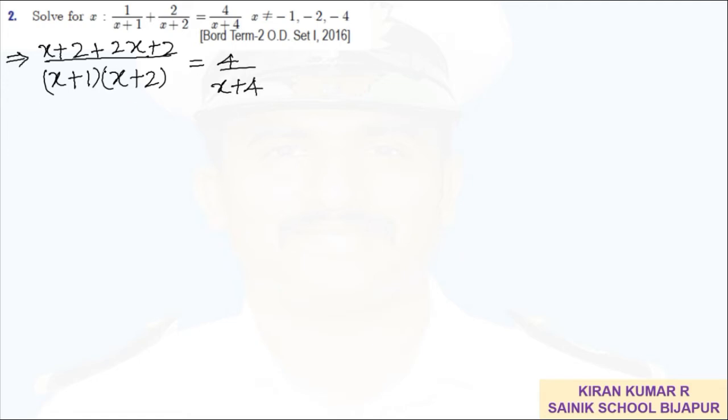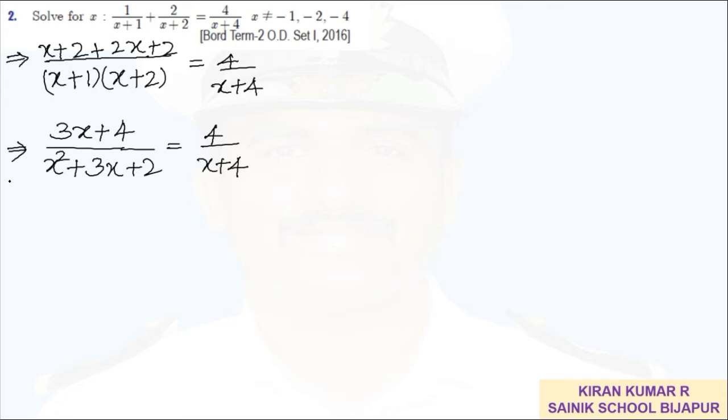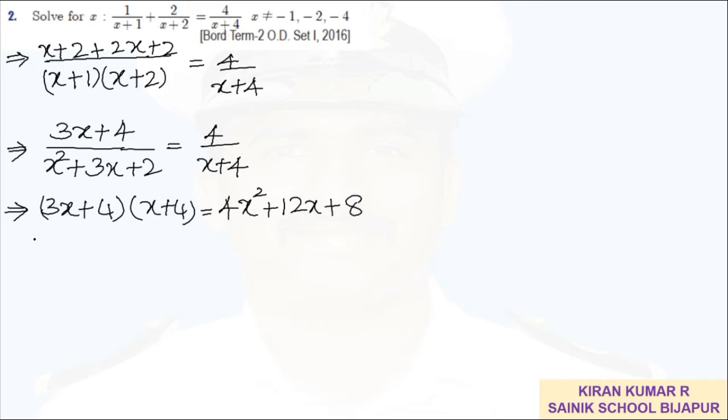Let us further simplify. It becomes 3x plus 4 divided by the product, which will be x square plus x plus 2x, which becomes 3x. So x square plus 3x plus 2, which is equal to 4 divided by x plus 4. Now it has to be cross multiplied. We get 3x plus 4 multiplied to x plus 4, which is equal to 4 times x square plus 3x plus 2, that is 4x square plus 12x plus 8.